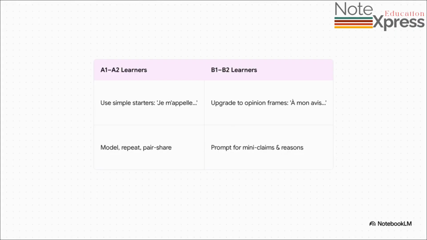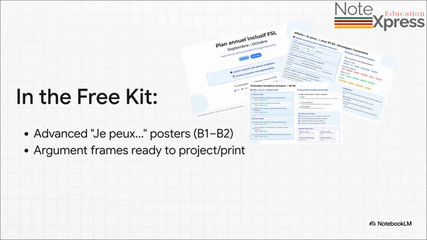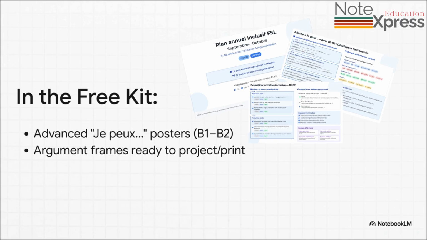Now, what's so powerful here is how easy it is to adapt. For your A1 and A2 learners, the goal is just getting them to participate and feel successful. So you use those simple starters. Model it once, have them repeat, and do a quick pair share. Done. But for your B1 and B2 learners, you can level it up. You shift the goal to building an argument. You give them frames that push them to justify their opinions, which moves the whole task from just repeating something to actually communicating a real thought. And to make this super easy, that free kit I mentioned has ready-to-use posters and argument frames you can just project or print out tomorrow.